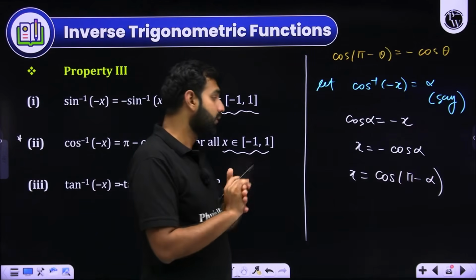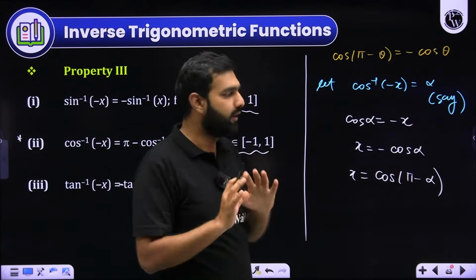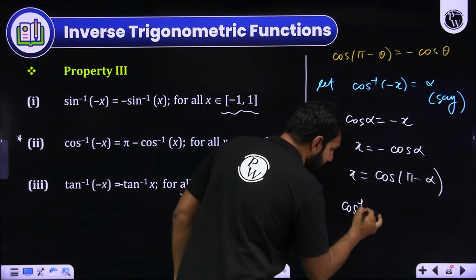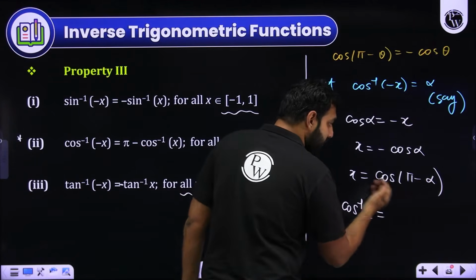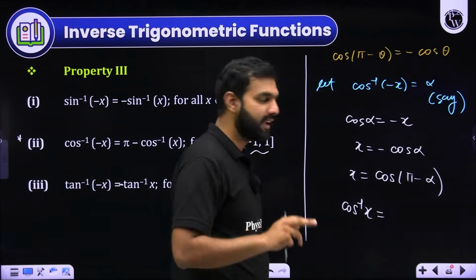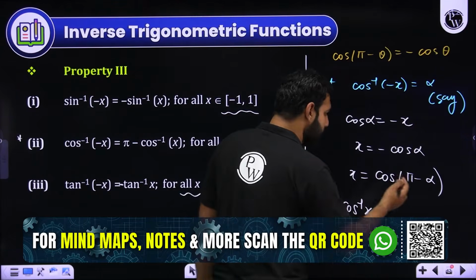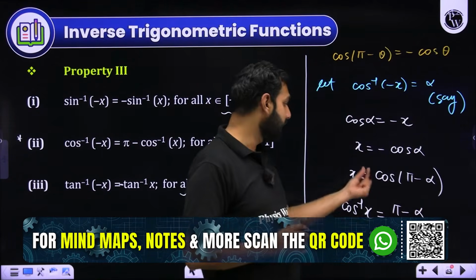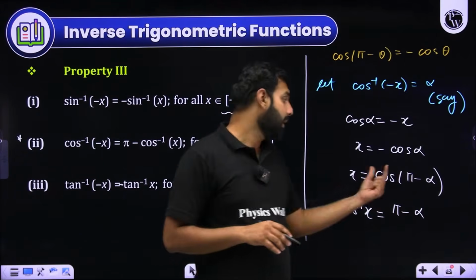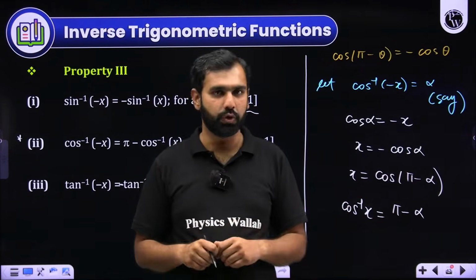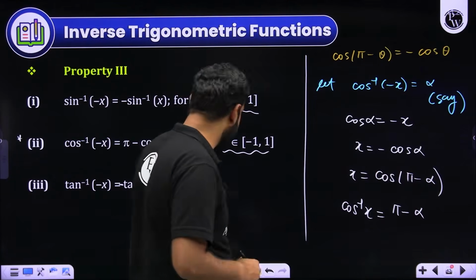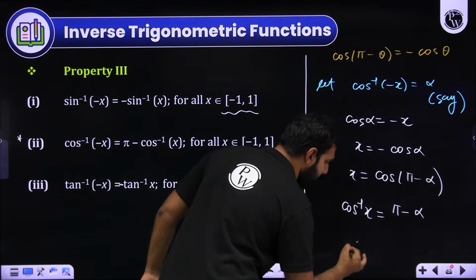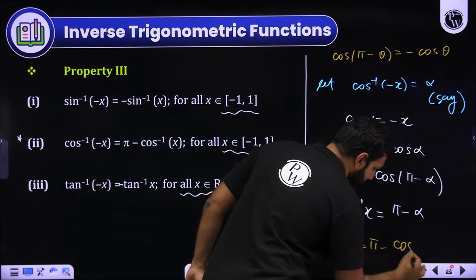Now, if I'm able to write x as cos(pi minus alpha), can I not say that if I take cos inverse on both sides, I'll have cos inverse of x as cos inverse and cos are nullified, because pi minus alpha will also fall under that same range 0 to pi. So cos inverse of cos(pi minus alpha) is pi minus alpha. That's the same property we just discussed in the last slide. Now, taking alpha to one side and cos inverse x to the other side, alpha will be pi minus cos inverse x.